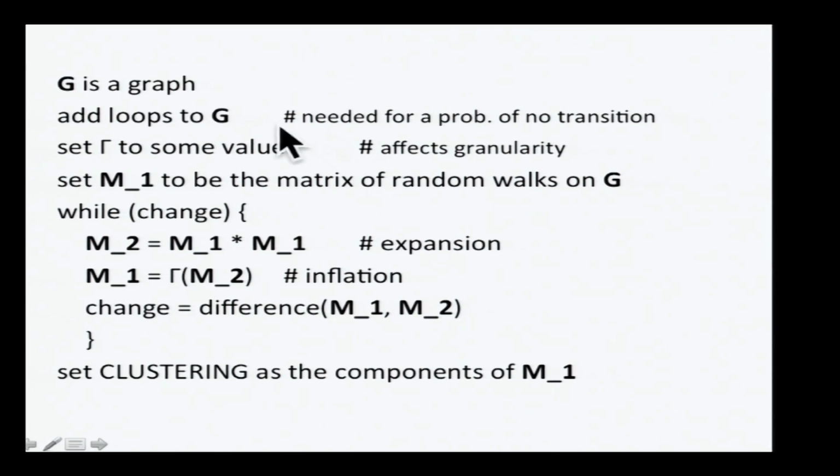So the algorithm for this Markov clustering is as follows. I start with a graph. I add loops to the graph. Why do I add loops? Because I need some probability that I stay in the same place, right? And in a normal adjacency matrix, you can't stay in the same place. You have to go somewhere. So I add a loop, so there's always a self loop.